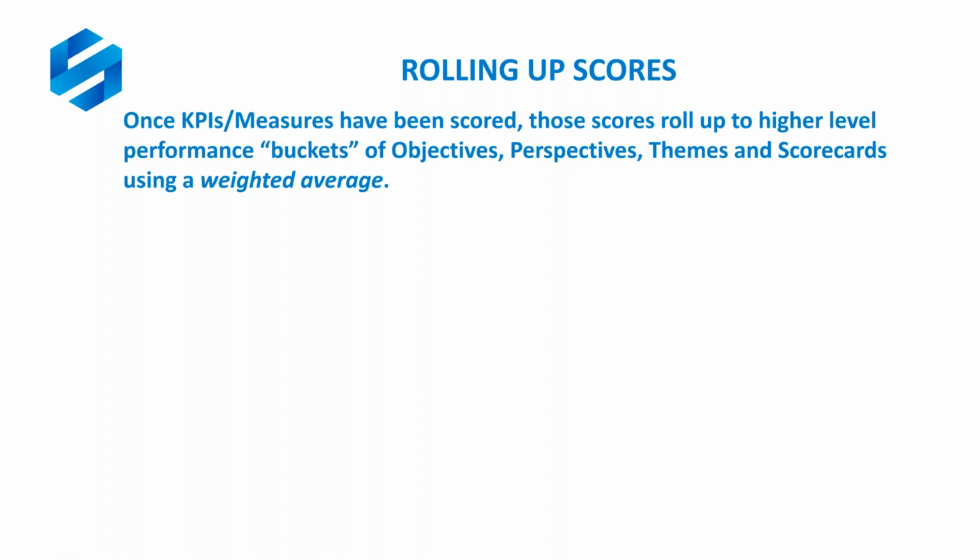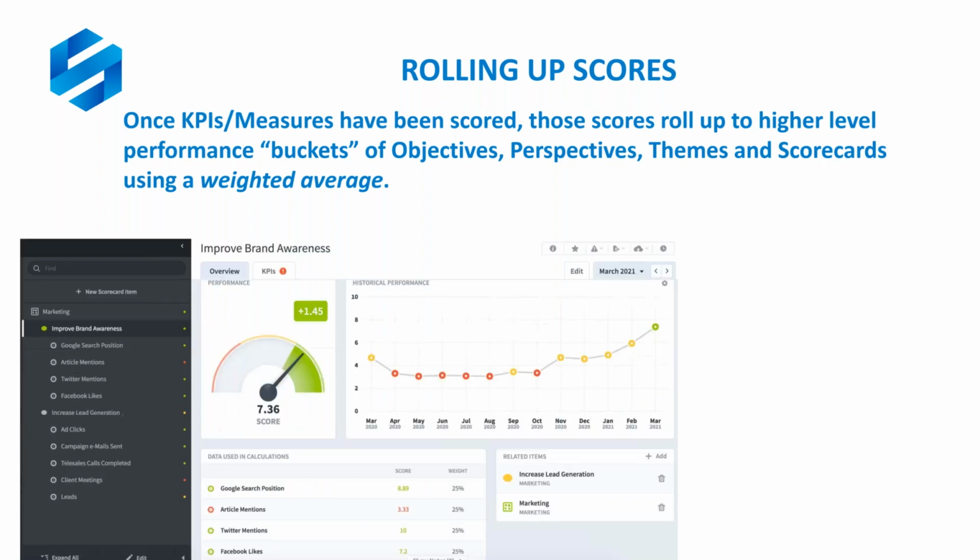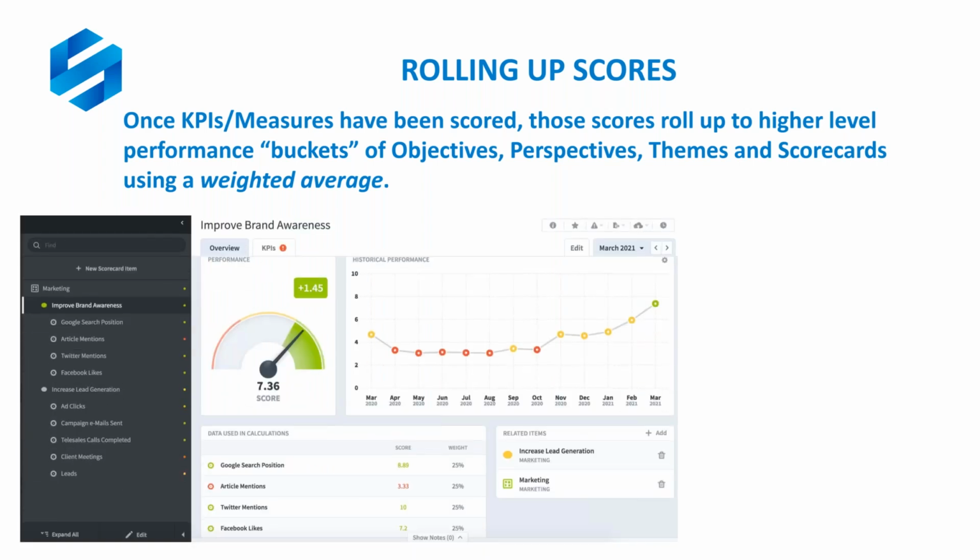Once your KPIs and measures have been scored, those scores can roll up to higher levels of performance, if you will, buckets. I like to do the double quotes, call them buckets. And those buckets can be either scorecard-based objectives, perspectives, themes, and even parent-level scorecards. And that's all done using a weighted average. So let's just take a quick screenshot look at what I'm talking about here by showing you Spider Impact.